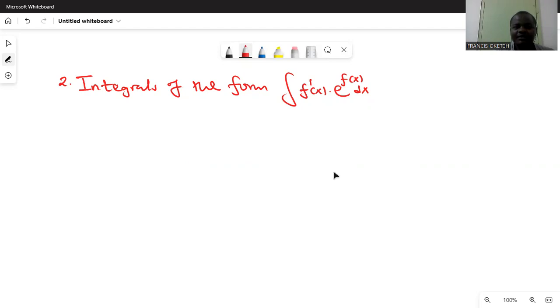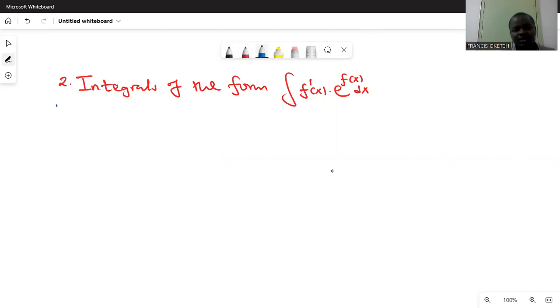Today we are going to look at Calculus 2 and our topic is still on the u-substitution based on the definition of integration as the reverse process of differentiation. And under that topic, we are going to look at the second form of integral, that is the integral of f prime of x times exponential f of x with respect to x. So when you have such kind of integrals, how do you go about it? This is what you're going to do.